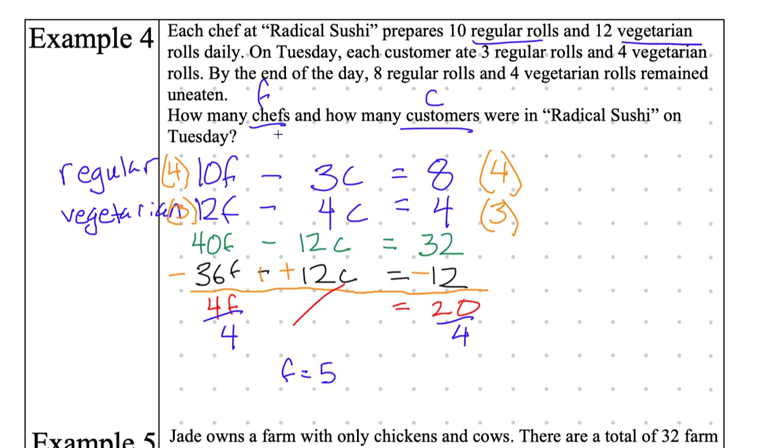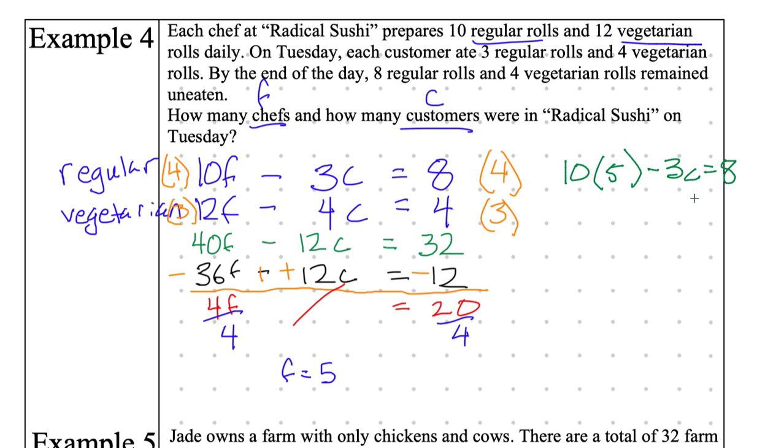But notice it's asking for not only chefs, but also customers. So after finding F is equal to 5, we need to do what, Ulysses? Like plug in 5 for F on one of the equations. Perfect. Which one do you want to choose? Top equation or bottom equation? Top. All right, so I have now 10 times 5 minus 3c is equal to 8.